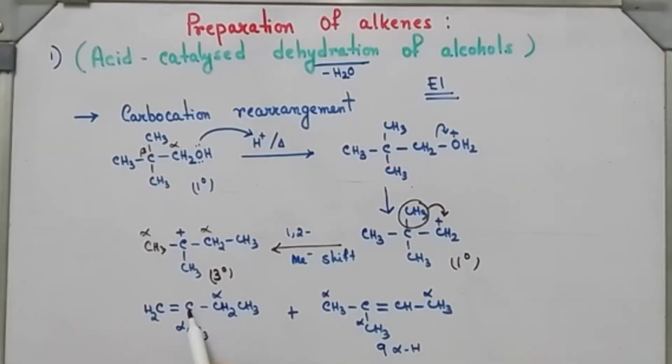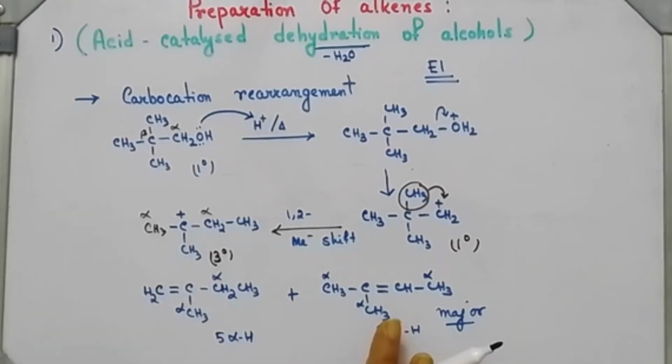And with respect to this, this is alpha, this is alpha. So here 5 alpha hydrogens are there. Obviously this is more stable. Therefore this will be your major product and this is your minor product. So what you have to do? Generate the carbocation. If by rearrangement you can form a more stable carbocation, do that. Then eliminate alpha hydrogen with respect to this carbocation. So two different types of alpha hydrogens are there. We can get these two products. This is major, this is minor.